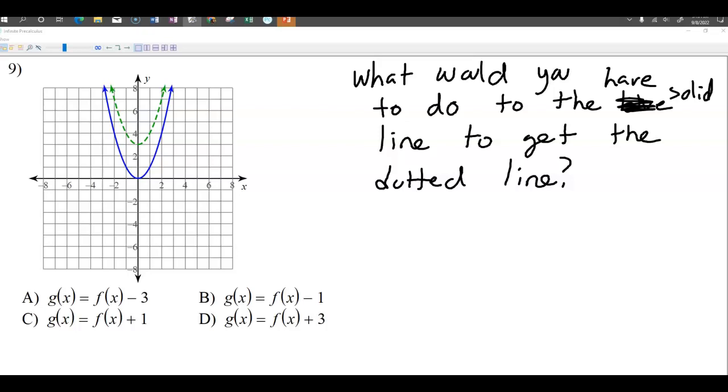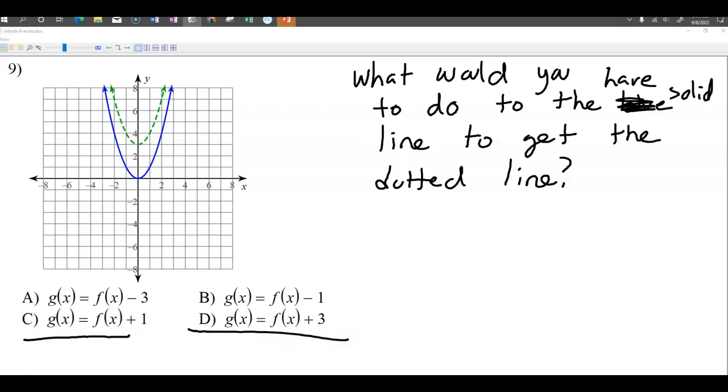Now look at the function notation. What should we see there? And what are we doing with the number? Adding or subtracting? Is it outside or inside? So we're looking for a function where there's a number being added on the outside. So what are my options here? C and D. Both of these have a number being added on the outside.